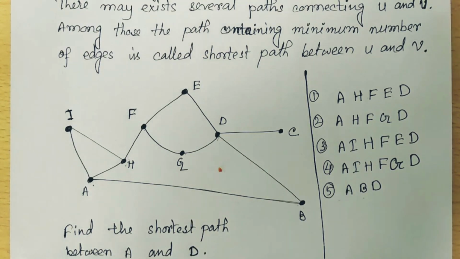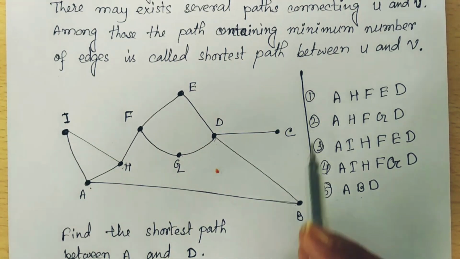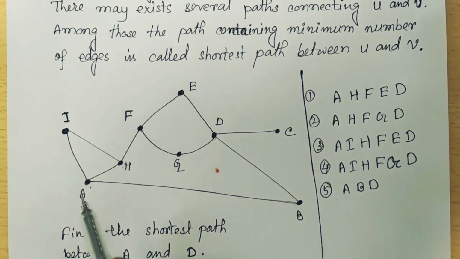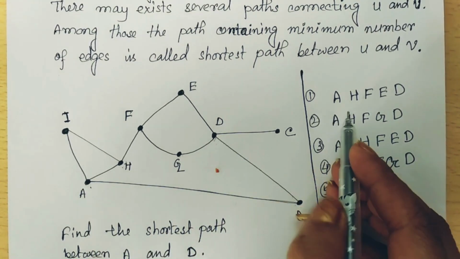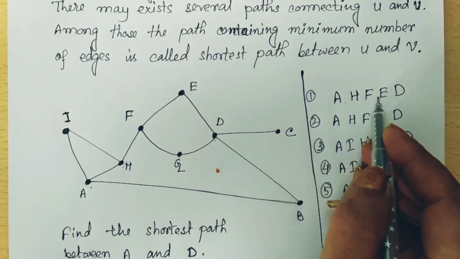At first we count the number of edges involved in those paths. Among all those paths, which path contains the minimum number of edges? That one is called the shortest path. So here these are all possible paths from A to D. The first path contains 1, 2, 3 and 4, so 4 edges. So its length is 4.